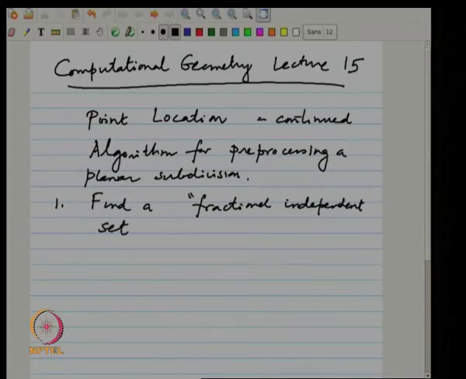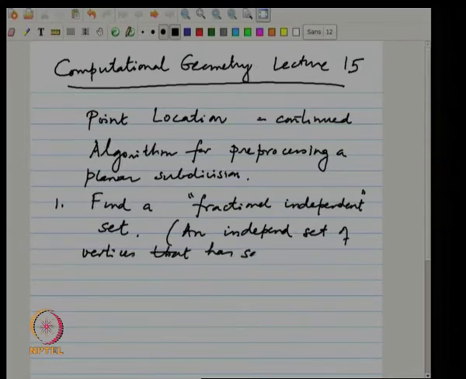This word fractional independent set means an independent set of vertices that has size greater than or equal to, let us say, alpha n for some constant alpha. So, how do we find this thing?